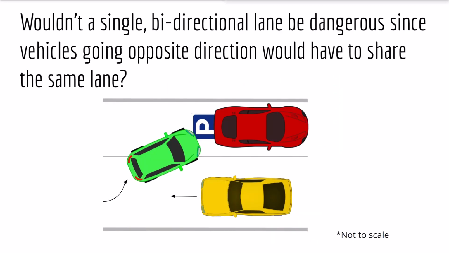Wouldn't a single, bidirectional lane be dangerous, since vehicles going opposite directions would have to share the same lane? The main reasoning behind bidirectional lanes in residential areas is that most residential streets will not be used for through traffic. That is, people will not drive through most residential areas to access a location other than the residential address on that street. The low amount of vehicular traffic means there will be a low likelihood of two vehicles driving on the road at the same time, and even less that they would be heading in opposite directions. In the event that two cars meet each other going different ways, the space dedicated to on-street parking would allow one car to move aside for the other.